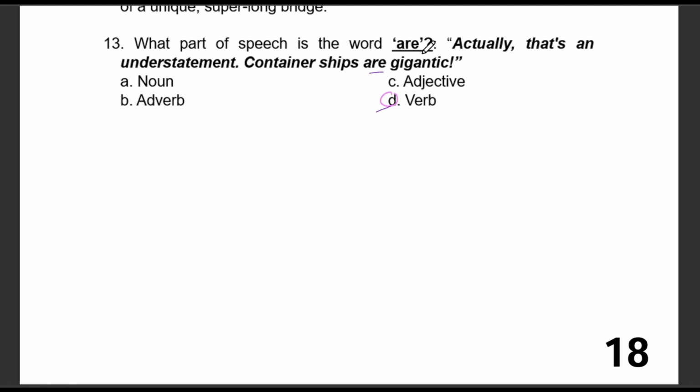So why aren't the others right? A. Nouns are names of things, not action words. B. Adverbs describe verbs, but are is the verb. C. Adjectives describe nouns, they don't show action.